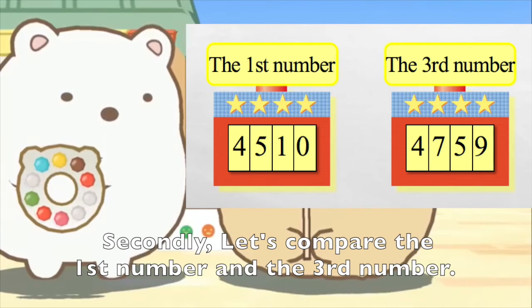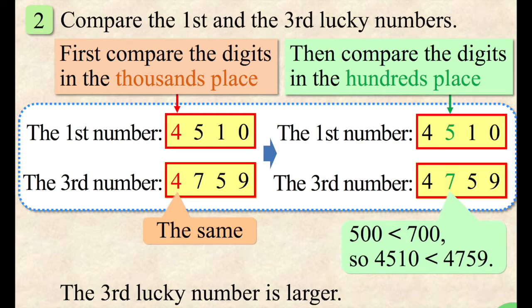Secondly, let's compare the first number and the third number. Firstly, we compare the digit in the thousands place first. But the first number and third number has got the same number, 4. Then we need to compare the digits in the hundreds place. Oh, the first number is 5 and the third number is 7 in the hundreds place. As 500 is smaller than 700, we know that the third lucky number is larger.